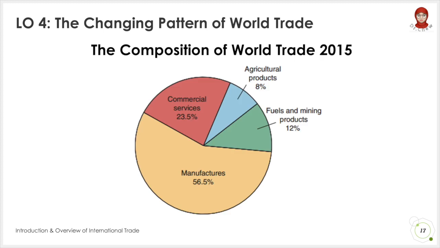This diagram shows the composition of world trade in 2015. We can see that more than 50% are manufactured goods, whereas only 8% are agricultural products. So we can see that world trade relied heavily on manufactured goods rather than agricultural products. And we can see that this pattern or this composition will remain the same for the next few years ahead because of globalization, because of technology enhancement, because of modern transportation and also communication.